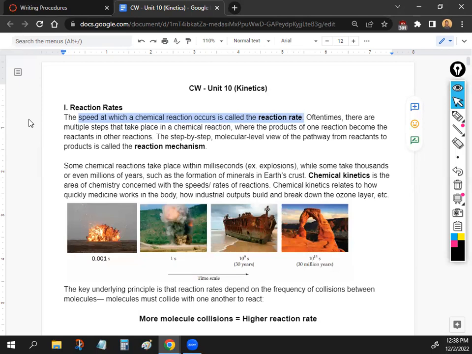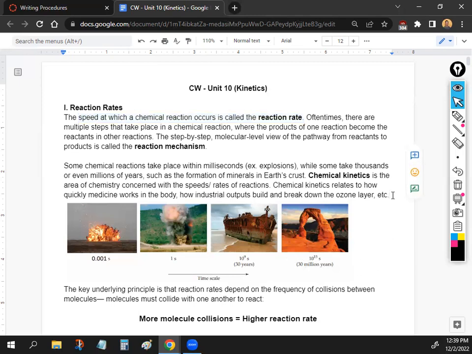Some of them go 0.001 seconds, some slower ones, 1 second. But then we also have some other reactions that take a very, very long time to take place, right? One good example is rusting. When iron is oxidized, it reacts with the oxygen in the air and it creates rust, like this rust on this boat right here. It could take about 30 years, right? So it's a very slow reaction.